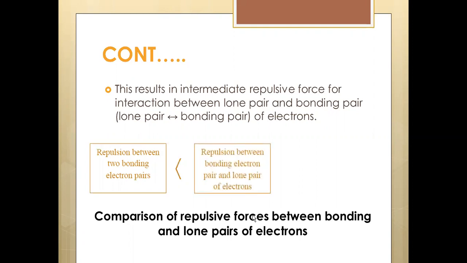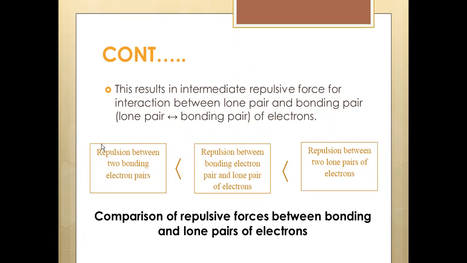right? Okay, and this is less than the repulsion between two lone pairs. So simply you can say what the meaning is, right? This is the increasing order of the repulsive forces between the bonding and lone pairs of electrons.